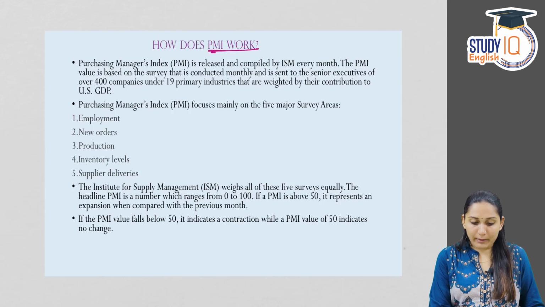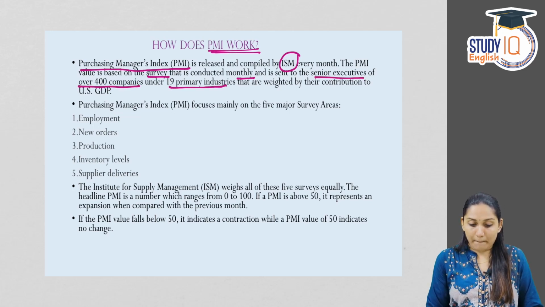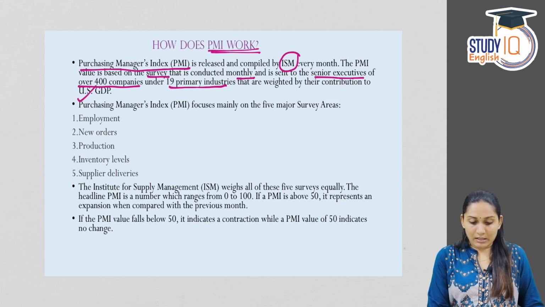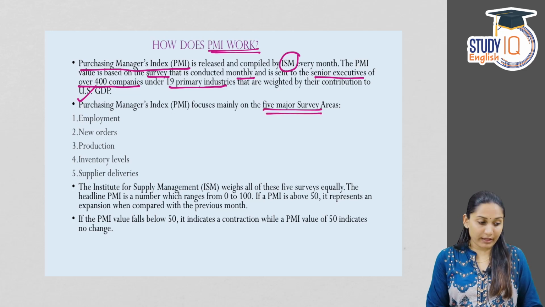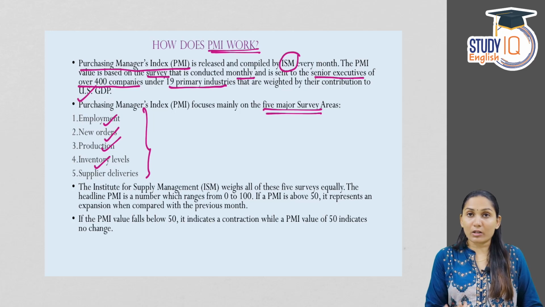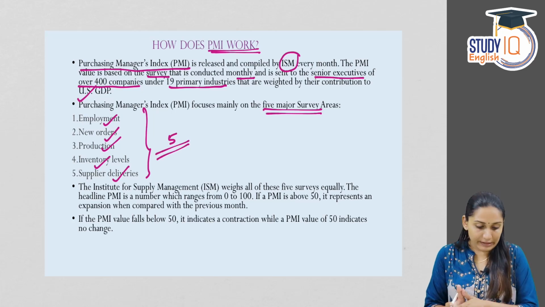Now, let's see how PMI works. Purchasing Managers Index is released and compiled by ISM every month. The PMI value is based on a survey that is conducted on a monthly basis and sent to senior executives of over 400 companies under 19 primary industries that are weighed by their contribution to the US GDP. And the PMI focuses on 5 major survey areas. Which are these survey areas? One is employment, second is new orders that a company receives, third is production, fourth is inventory or the stock levels of a company, and fifth is supplier deliveries. These are the areas where the survey is conducted.